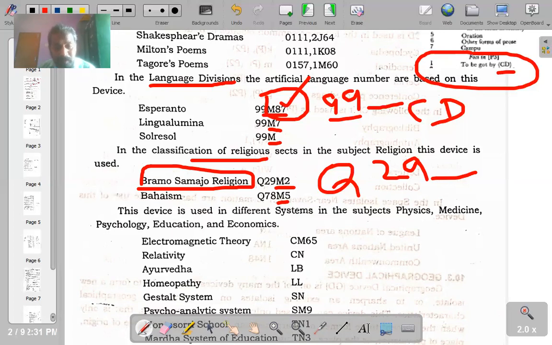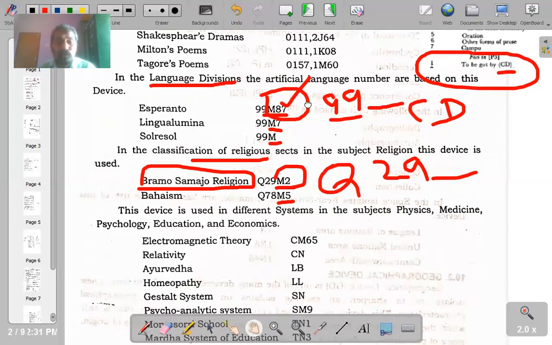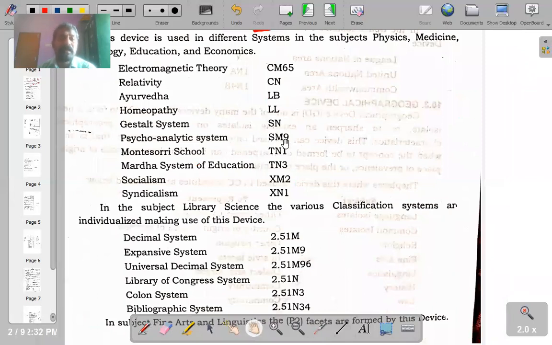Bahaism, M5, 1850s. Brahma Samaj religion, 1820s. In that period, it was flourishing. So this way, you can use chronological device. That means you can take a number from time isolates and you can sharpen the isolates. Fine? Okay. And what are the other places where you can see the use of this chronological device?